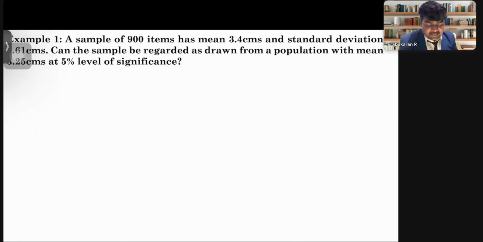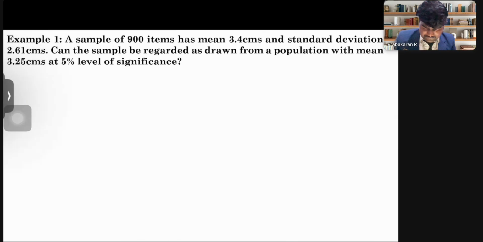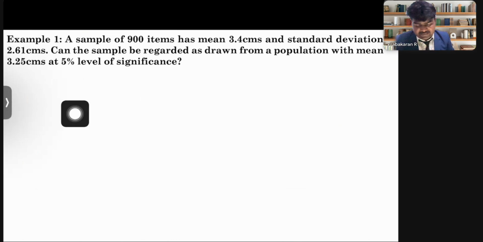A sample of 900 items has mean 3.4 centimeters, and the standard deviation is 2.61 centimeters. Can the sample be regarded as drawn from the population with mean 3.25 centimeters at 5% level of significance?